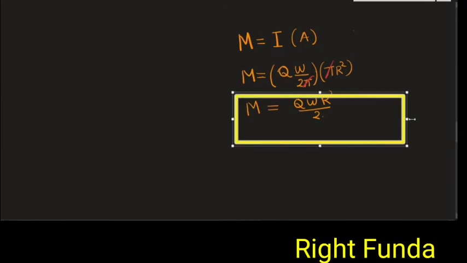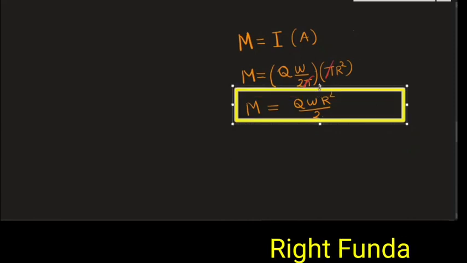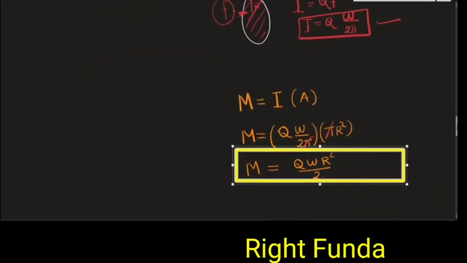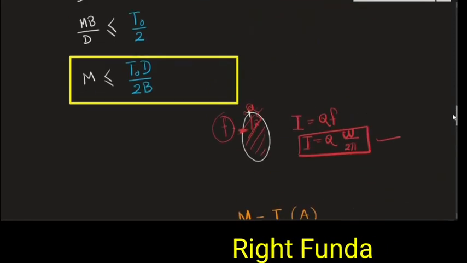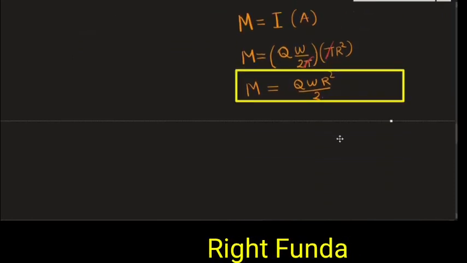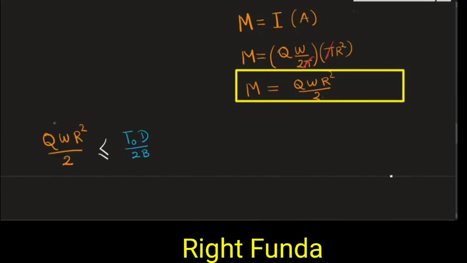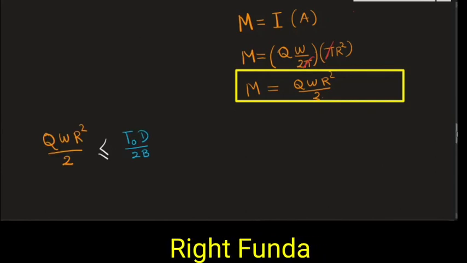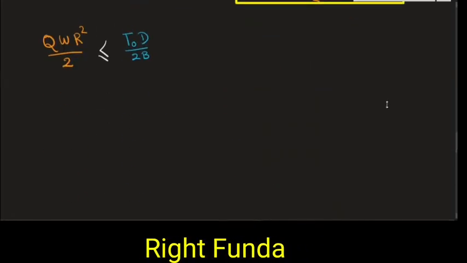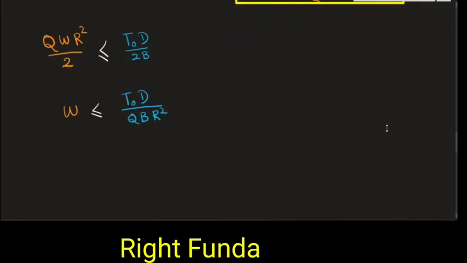This value we will take and substitute here in the inequality where the magnetic moment should be less than this, and the magnetic moment is a function of omega. Substituting in m less than or equal to T0 d by 2b, I can get this equation. This is the magnetic moment I obtain, and this m should be less than or equal to what we obtained here. From that I can simplify and get omega, which should be less than or equal to T0 d by 2b Q r square.